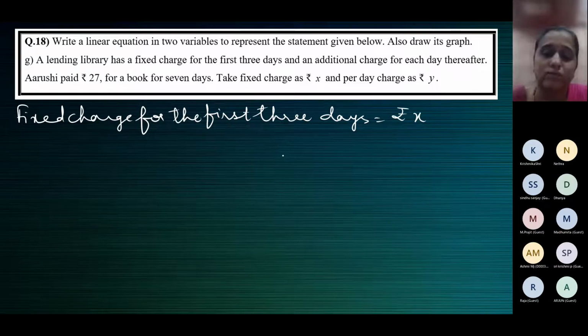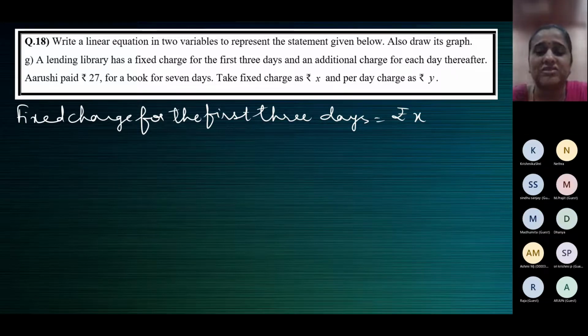So that means if you borrow a book from the library, you can have the book for a maximum of 3 days. On the 4th day morning, when you return the book, you'll have to pay only the fixed charge of rupees X. There is no additional charge because you can have the book for 3 days. So the fixed charge you pay for having the book for 3 days is rupees X. It is not per day. Fixed charge is for the first 3 days.